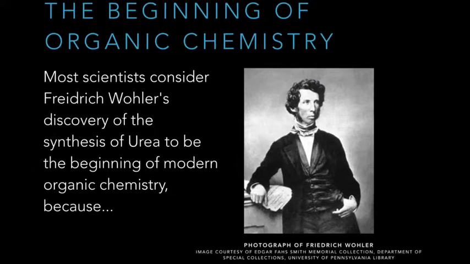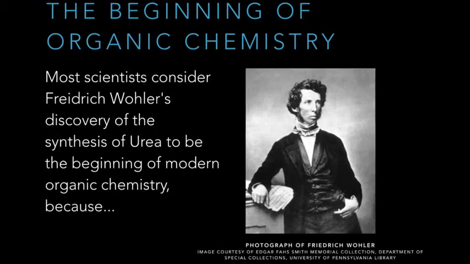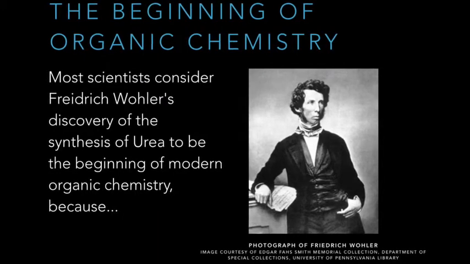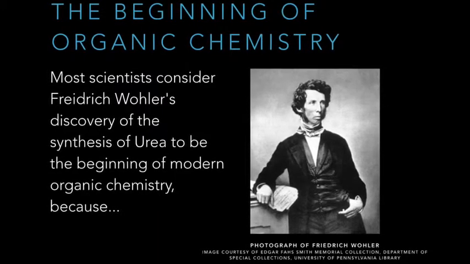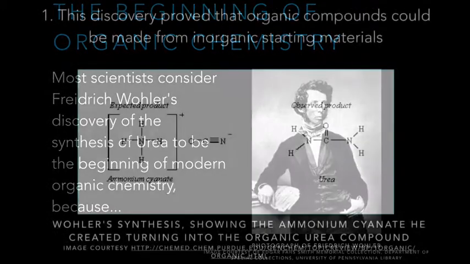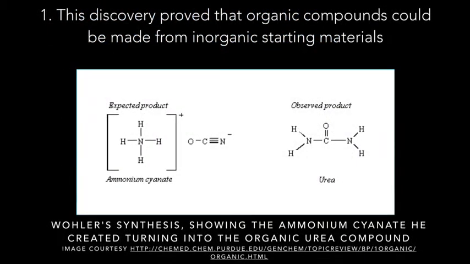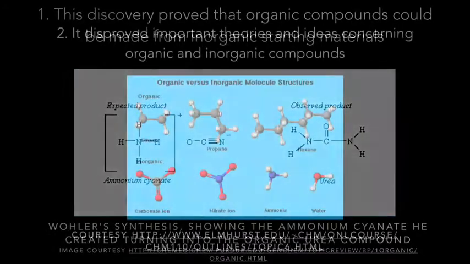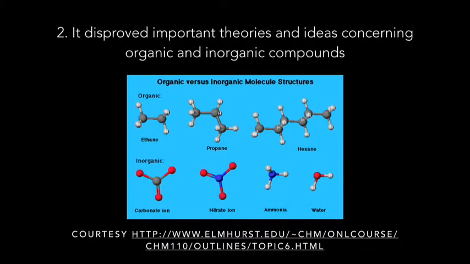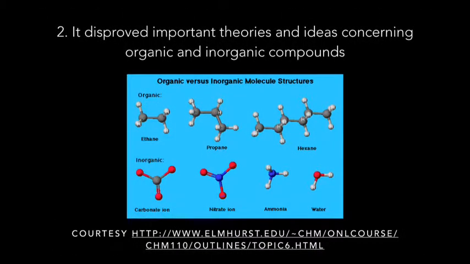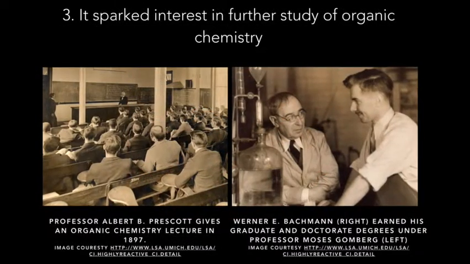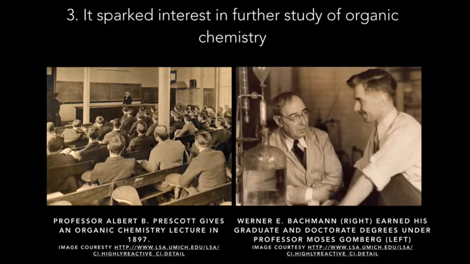The beginning of organic chemistry. Most scientists consider Friedrich Wöhler's discovery of the synthesis of urea to be the beginning of modern organic chemistry because it proved that organic compounds could be made from inorganic starting materials. It disproved important theories and ideas concerning organic and inorganic compounds. And it sparked interest in further study of organic chemistry.